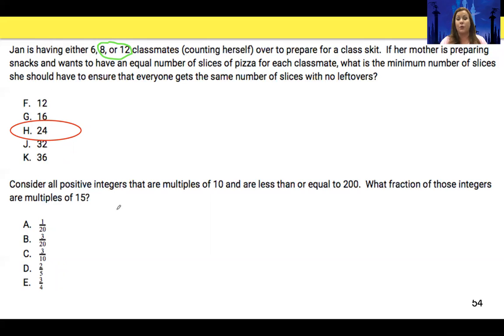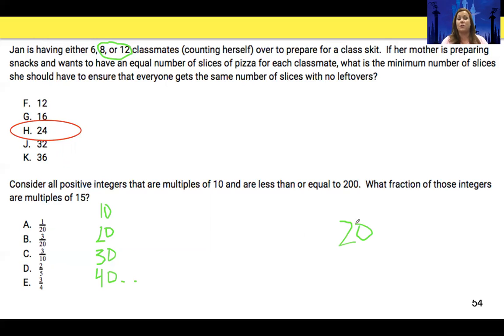Not me. Now, the last one: consider all positive integers that are multiples of 10 and are less than or equal to 200. The first thing you have to figure out is how many numbers you have between 10 and 200. And you could do this on your fingers: 10, 20, 30, 40, 50, 60, 70, 80, 90, 100, 110, 120, 130, 140, 150, 160, 170, 180, 190, 200. So there's 20, okay? So we have a total of 20 answers.